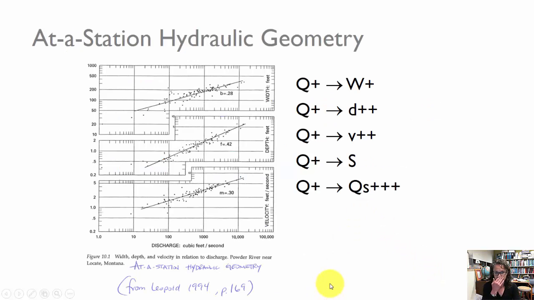Okay, so let's look at some examples. So these are from the Powder River in Montana. We have discharge, and notice that it is a log scale on the x-axis, discharge in cubic feet per second, and we have width and depth and velocity. An increase in discharge is correlated to an increase in width. So the higher the discharge, the higher the width.